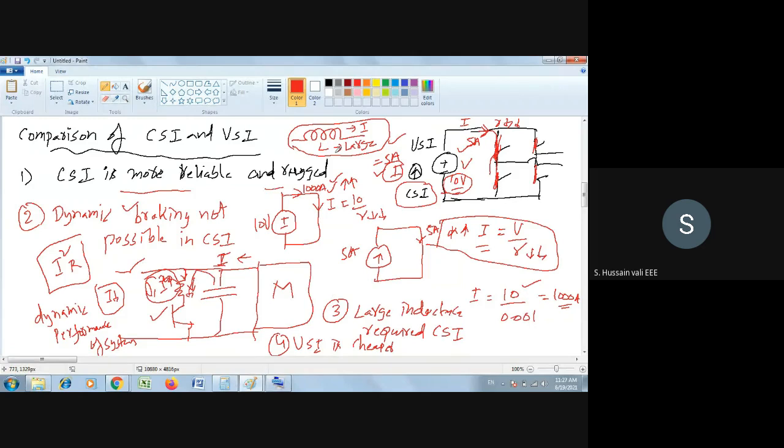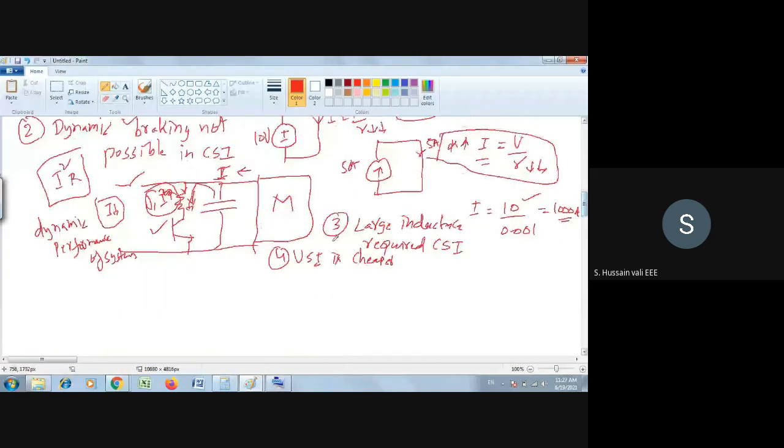Other than this, you have some more differences also. What are the other differences? One difference is that you will use the current source inverter for the low speed range. Why you will use it for the low speed range? Simple answer: see here, why don't you go for the high speed range?